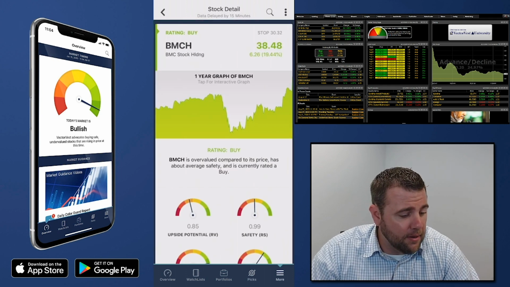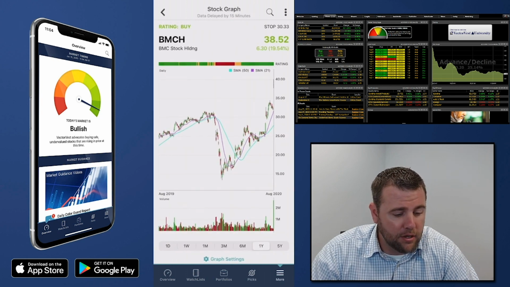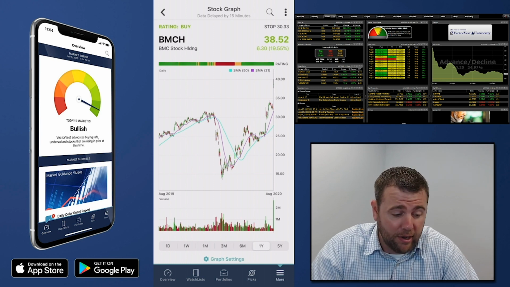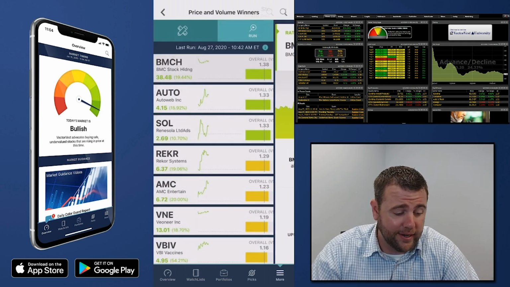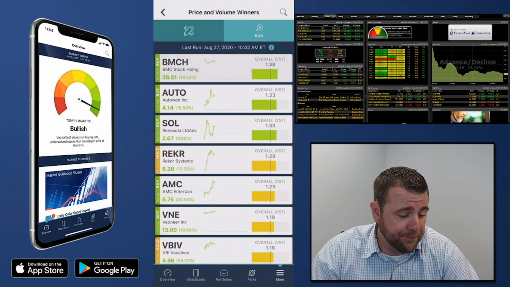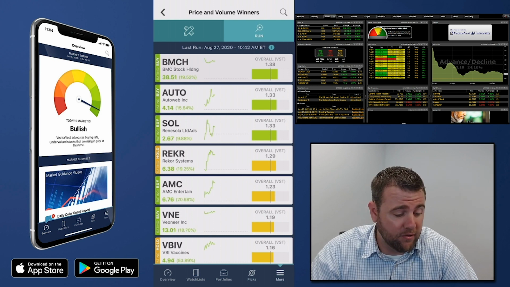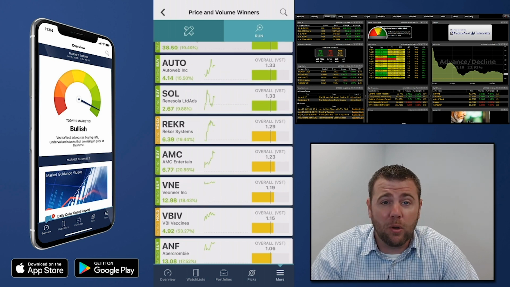So as we can see, BMCH is up almost 20% today alone. Huge move higher. You can see it's been running for quite some time. Great looking stock. Like what we see. Definitely take advantage of it while it's continuing to move higher. AUTO as well, up 15.5%. SOL up almost 10%. REK up just shy of 20. AMC up 20. So you can see some pretty big winners.